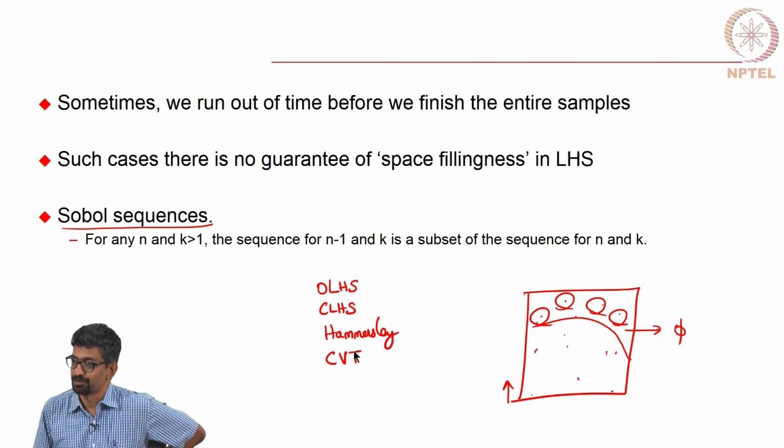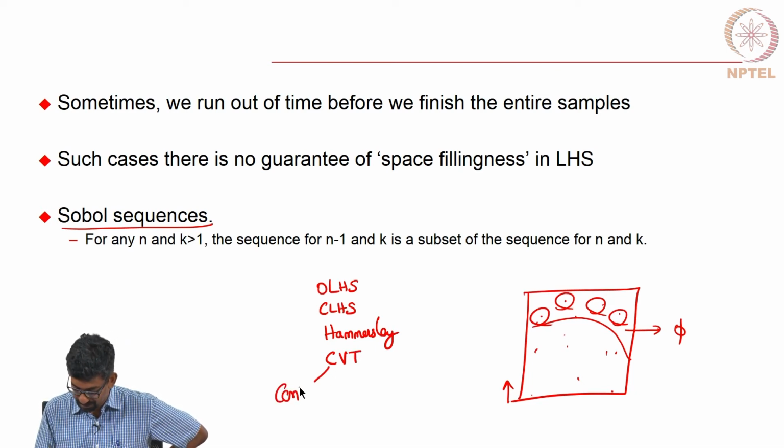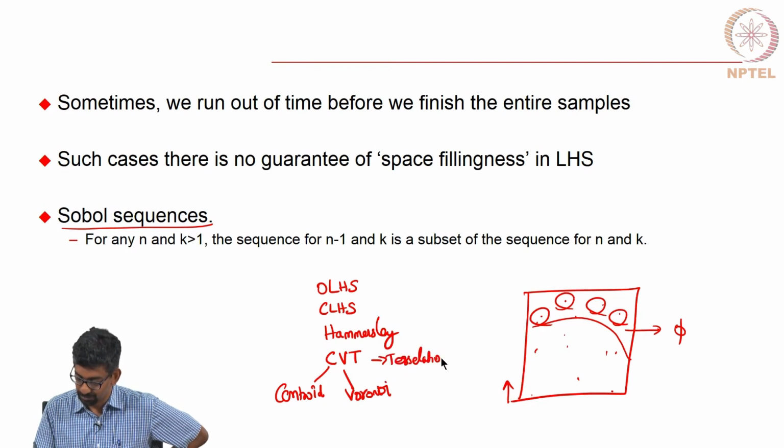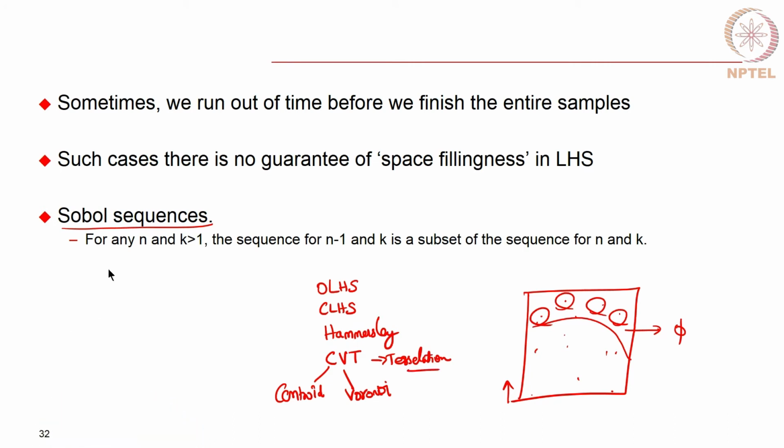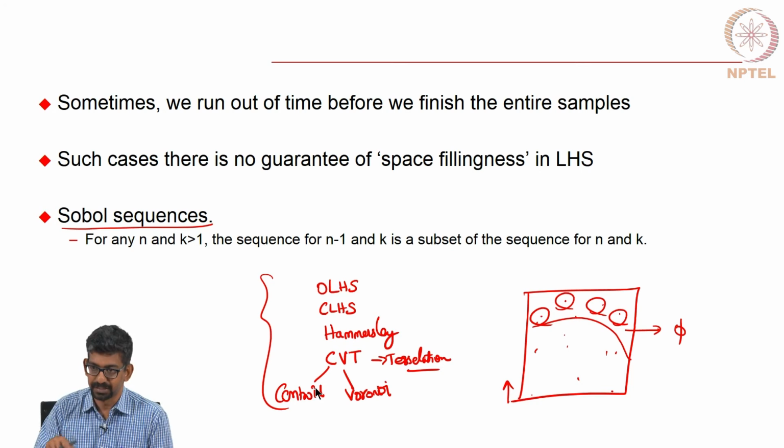T stands for triangle, V stands for Voronoi, C is centroid, sorry, not central, centroid Voronoi tessellation, not triangulation, sorry. So, there are multiple other sampling schemes that you can use, but they also have this kind of space fillingness property, that is not a problem.